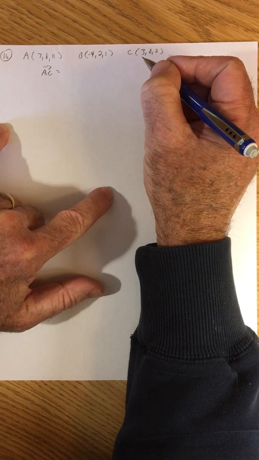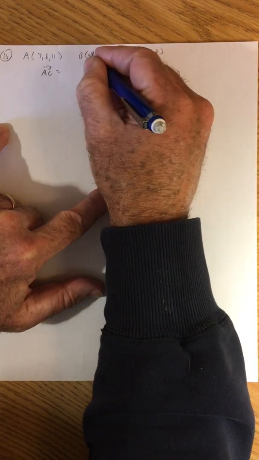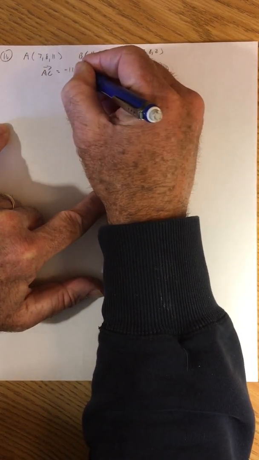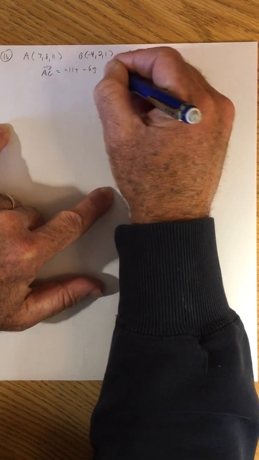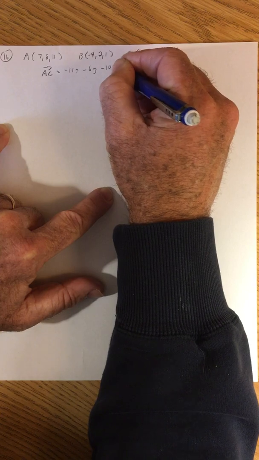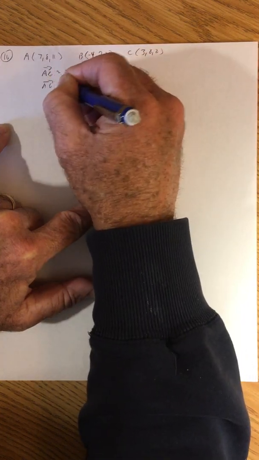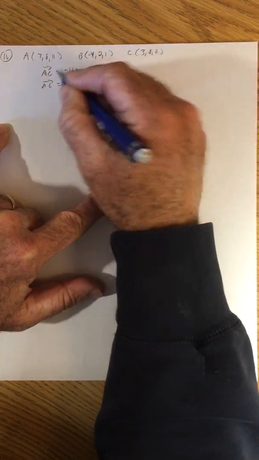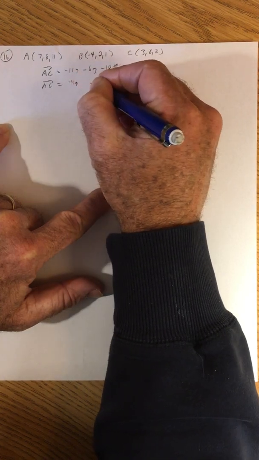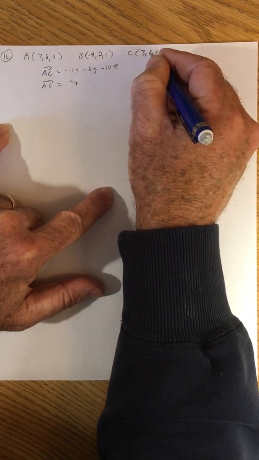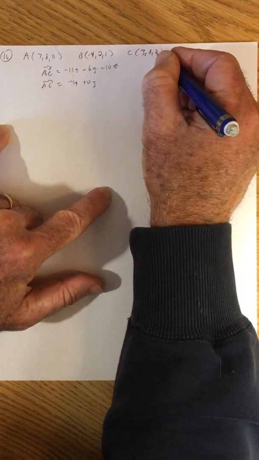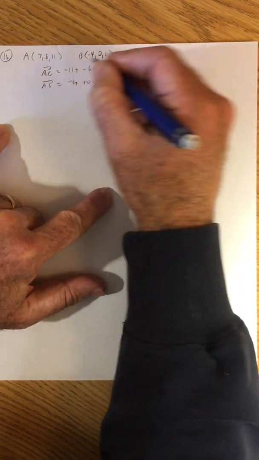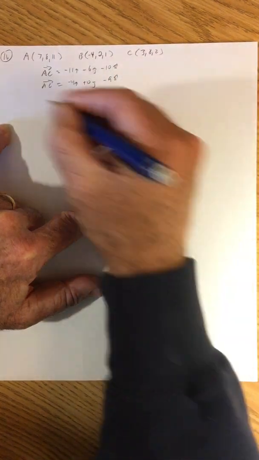So AB is negative 4 minus 7, negative 11i, 2 minus 8, negative 6j, 1 minus 11, negative 10k. AC, 3 minus 7, negative 4i. 8 minus 8, which is 0, which is always convenient to have a 0. 2 minus 11, negative 9k. All right.